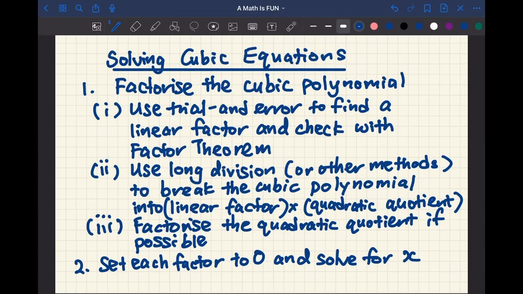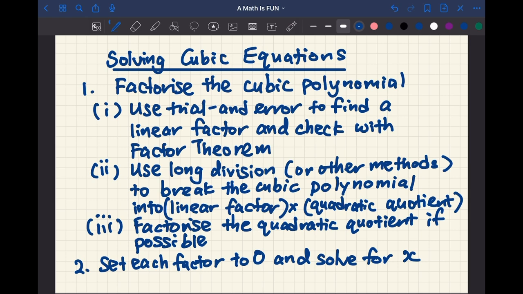Hi everyone, today I'll be talking about how to solve cubic equations, and first of all we need to factorize the cubic polynomial using these smaller steps. So we need to use trial and error to find a linear factor and use the factor theorem to check it. Next, we need to use long division to break the cubic polynomial into the product of a linear factor multiplied with the quadratic quotient.